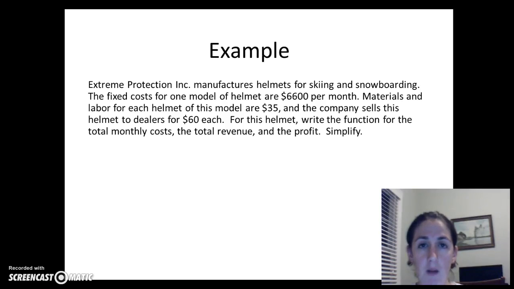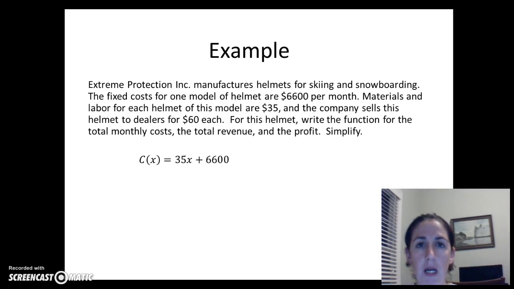So for this particular model, let's write the function for the cost, the revenue, and the profit. So remember your cost function. This is your variable cost, how much it costs for each unit, 35 times how many units are you going to make? We don't know, we call that X, plus your fixed cost, what you have to spend every month no matter what, $6,600. That's how we get our cost function is 35x plus 6,600.